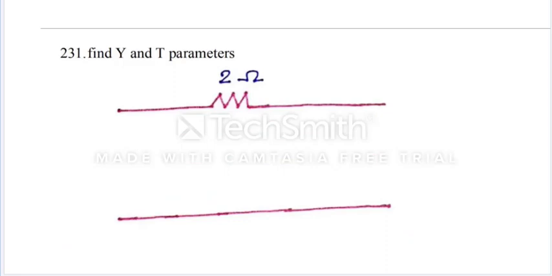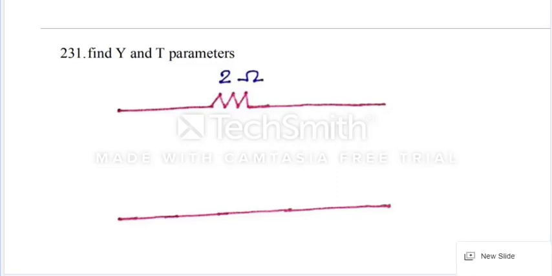Find Y parameters and T parameters. For this network, as we have seen, for the Y parameters we have to remember the standard network. What is the standard network for Y parameters? Pi shape. So we should visualize that the given network is also in the form of a pi shape. Is it in the form of a pi shape or not? Yes. So for the Y parameters, the condition is what now here? Should it be in units of ohms or mhos? Mhos. First of all, convert into mhos.